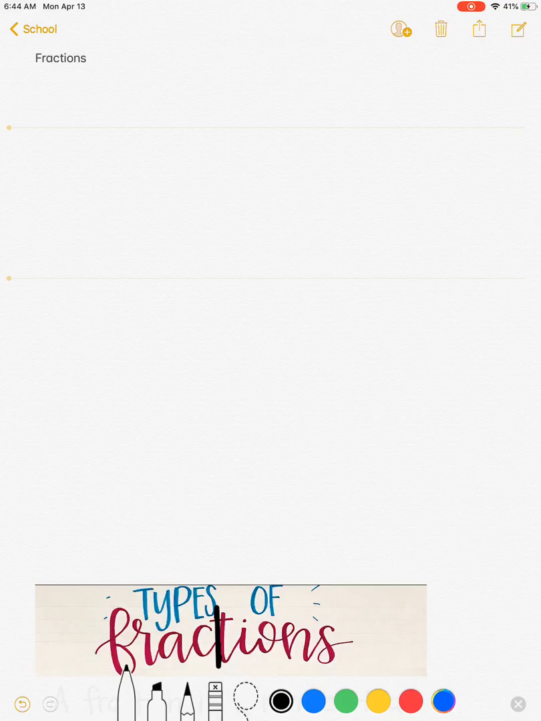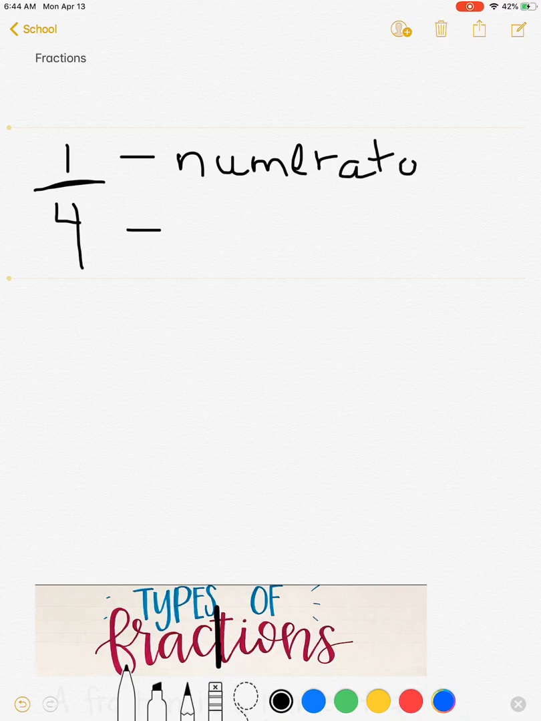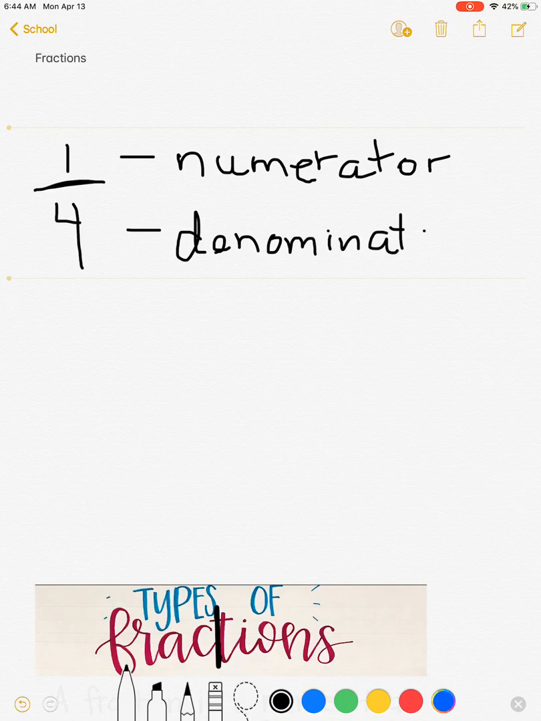Let's look at the different parts of a fraction. If I have the fraction 1/4, what do we call the top and bottom parts of a fraction? There's a special word for that. Do you remember? The top is the numerator. What is the bottom one called? That bottom is called the denominator.